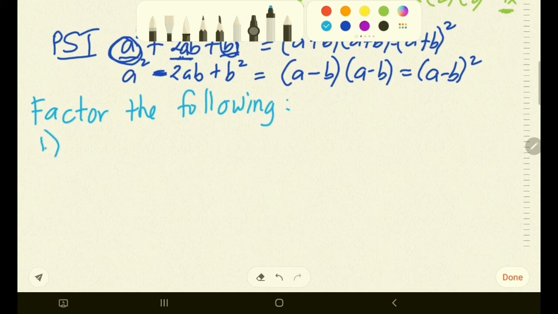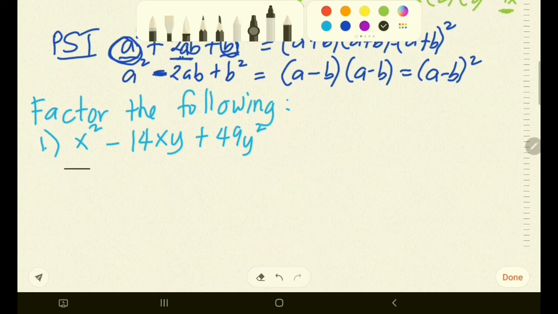Let's have here number 1, x squared minus 14xy plus 49y squared. Okay, let's check first if this is a perfect square trinomial.